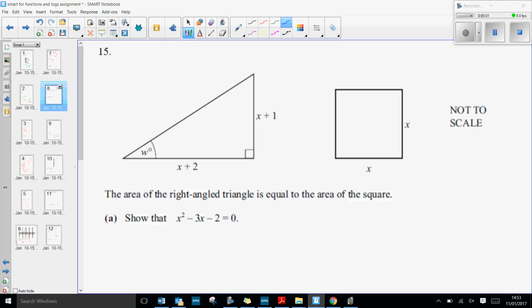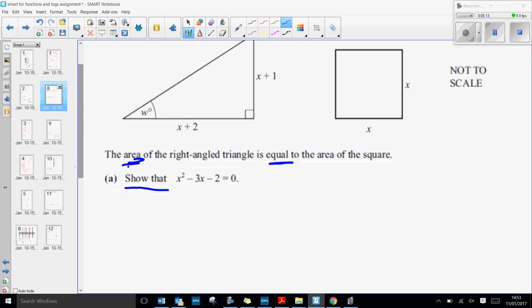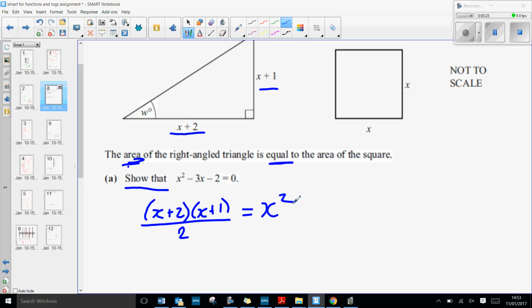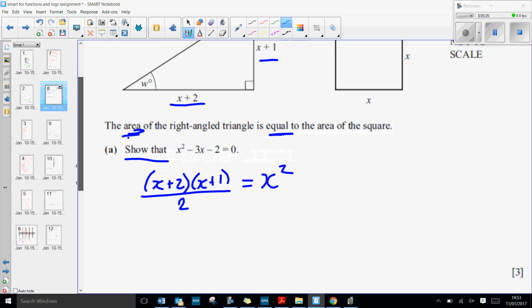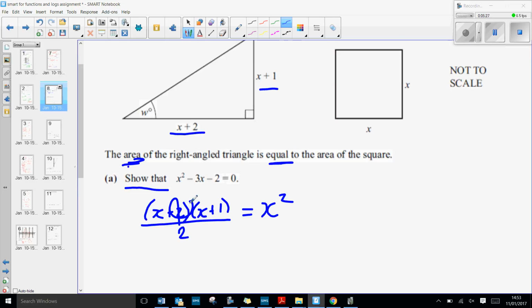Show that questions. Remember, you're looking at what information they've given you. We know that the area of the triangle is equal to the area of the square. So to find the area of this triangle, it would be base times height divided by 2. That's equal to the area of the square, which would be x squared. So bring our denominator up to the other side and expand my brackets.